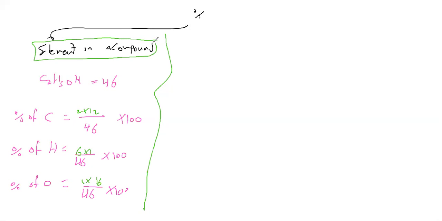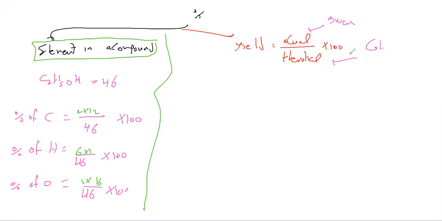For the other percentage, percentage yield, we said that percentage yield is equal to actual over theoretical multiplied by 100. The actual one means the given that we have. Theoretical is the calculated value, multiplied by 100.